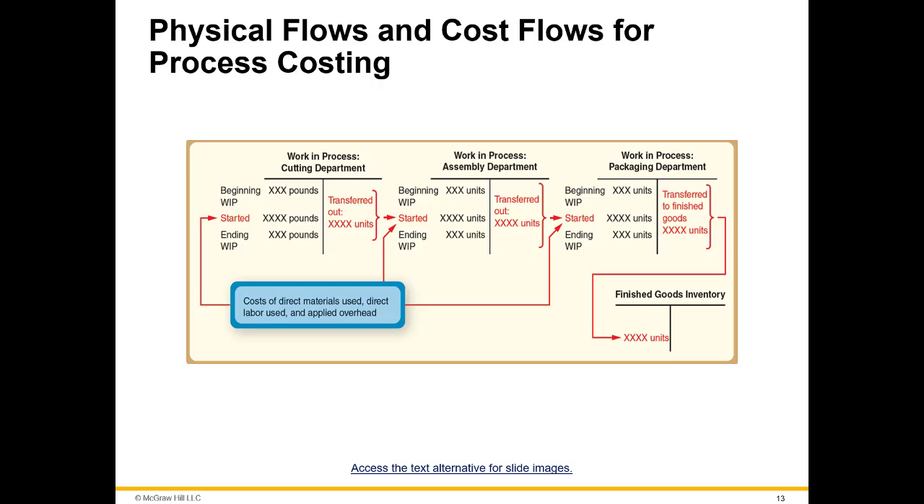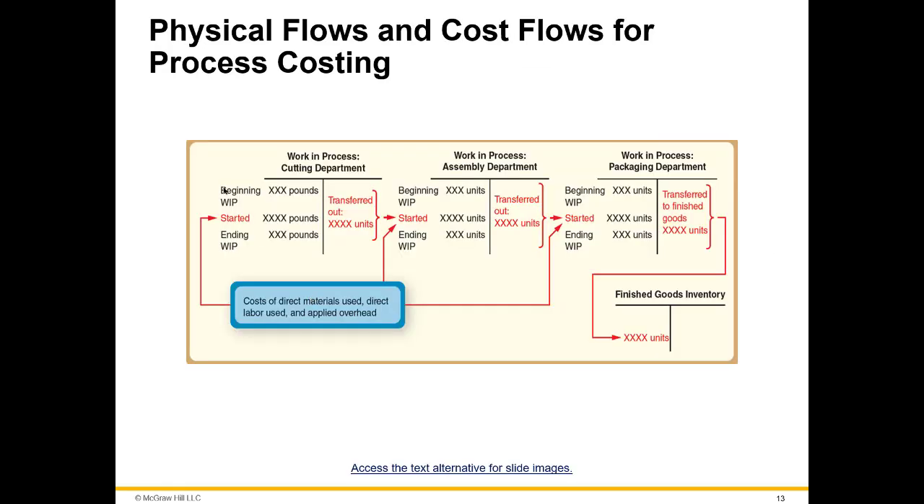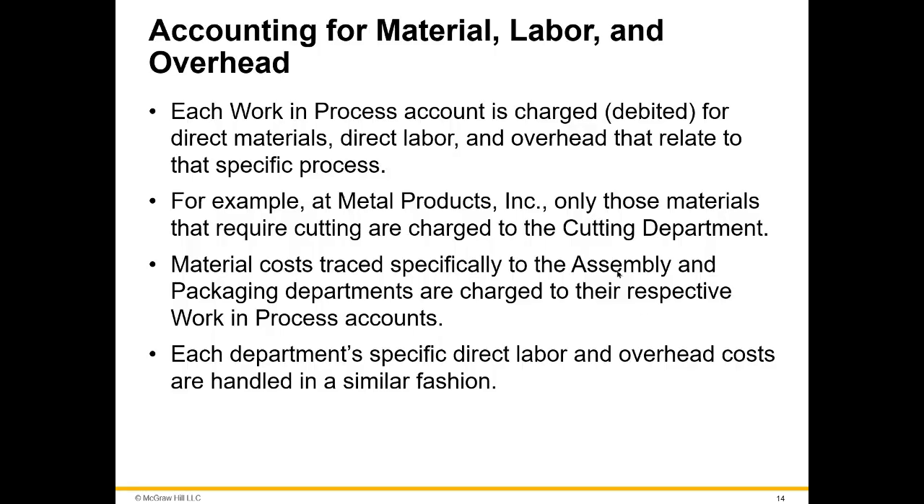So here's, again, if we were doing 3 departments, work in process for cutting, work in process for assembly, work in process for managing. And remember how we just said there's 4 steps: beginning, how many were started, how many transferred, how many remaining. Beginning, how many started, how many transferred, how many ending. And then started, how many are beginning, how many started during the period, how many were transferred out, how many remain in ending, and so forth in each of these processes until it's finally completed, and those costs essentially go to finished goods inventory. So each work in process account is charged for direct materials, direct labors, and overhead.